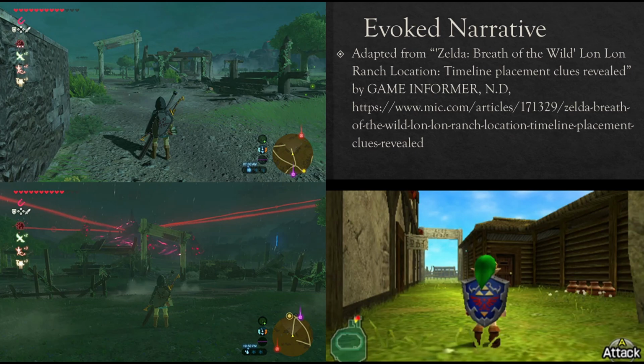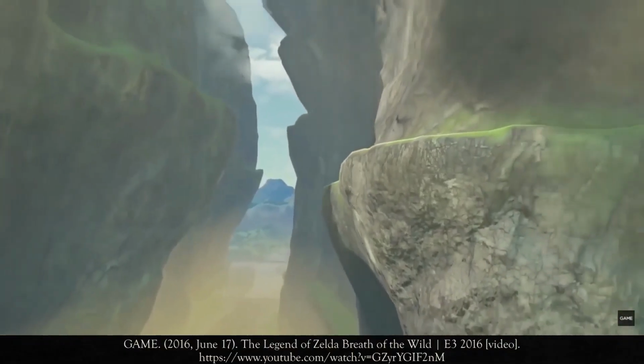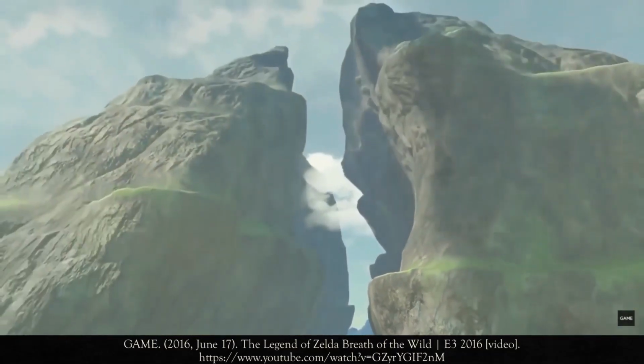Breath of the Wild's story uses evoked narrative very effectively as it draws from many other titles in the series. Evoked narrative is the reference of a separate existing story. Breath of the Wild has many examples of this, as the game draws from important plot locations from previous Zelda works, such as Lon Lon Ranch from Ocarina of Time or Spectacle Rock from the original Legend of Zelda, and plot points from other games such as Twilight Princess or Skyward Sword.